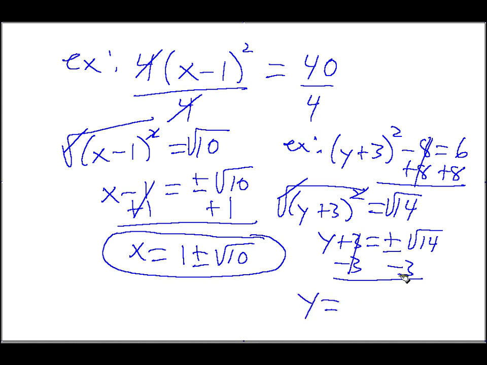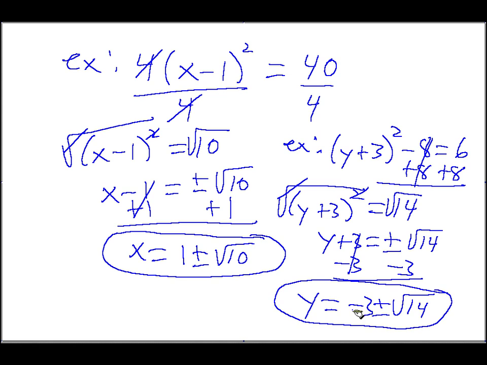So my solution will be negative 3, write the non-plus or minus term first, negative 3 plus or minus the square root of 14. Once again, keep in mind there are two answers here: negative 3 plus root 14, and negative 3 minus the square root of 14.